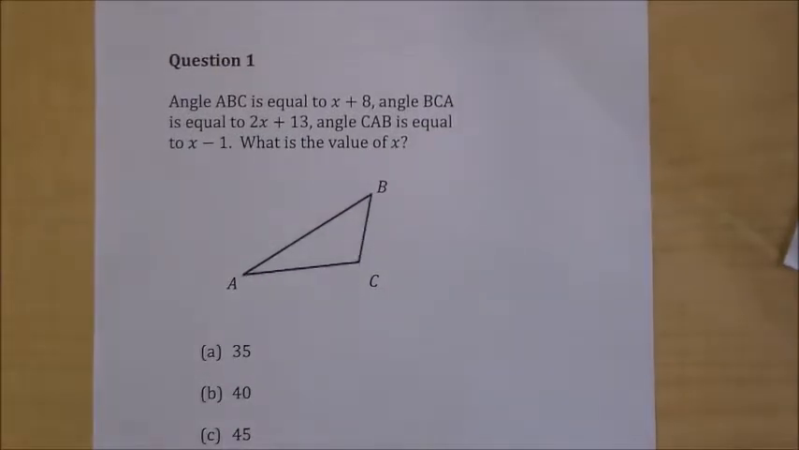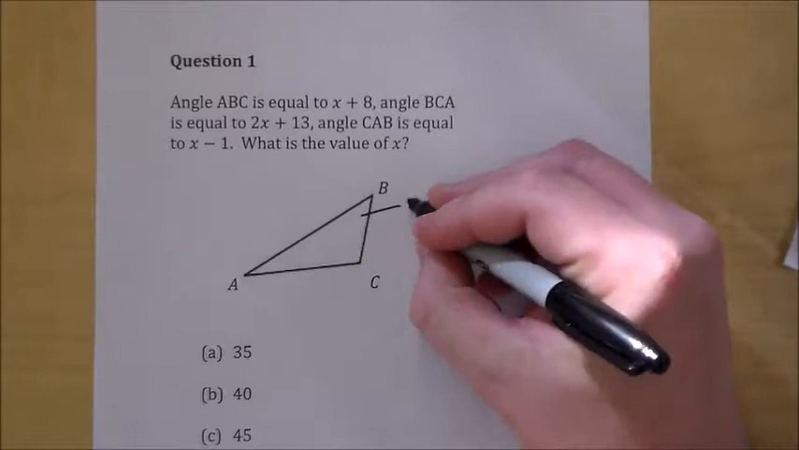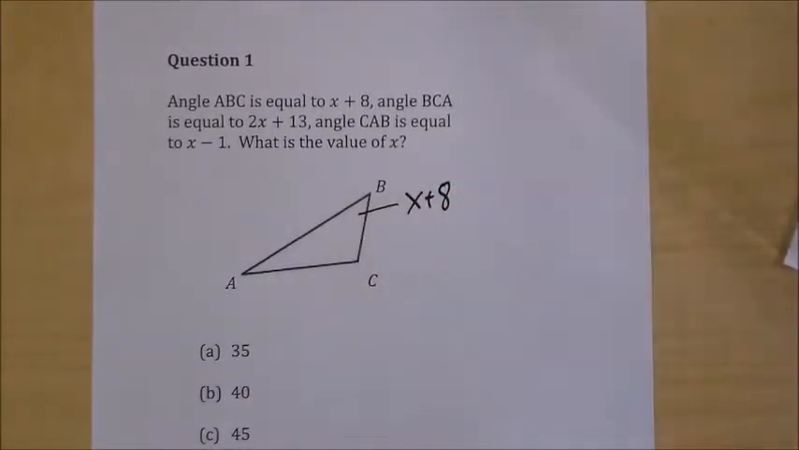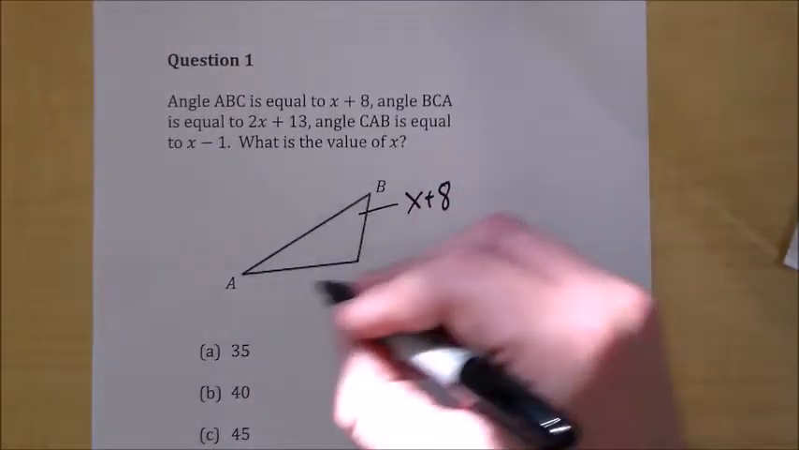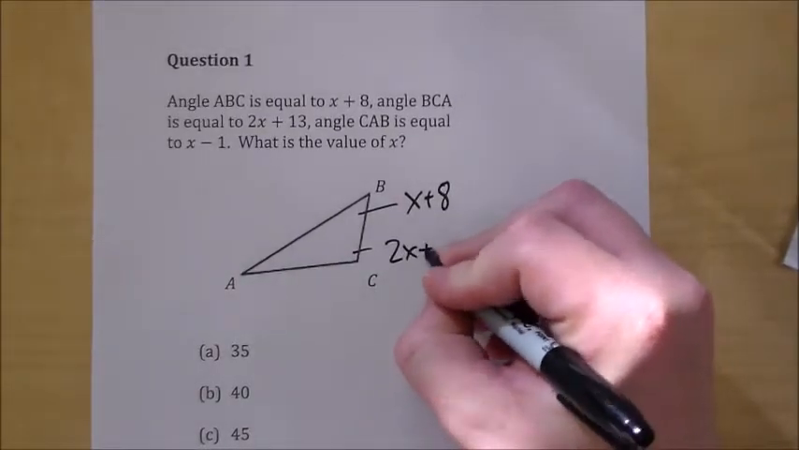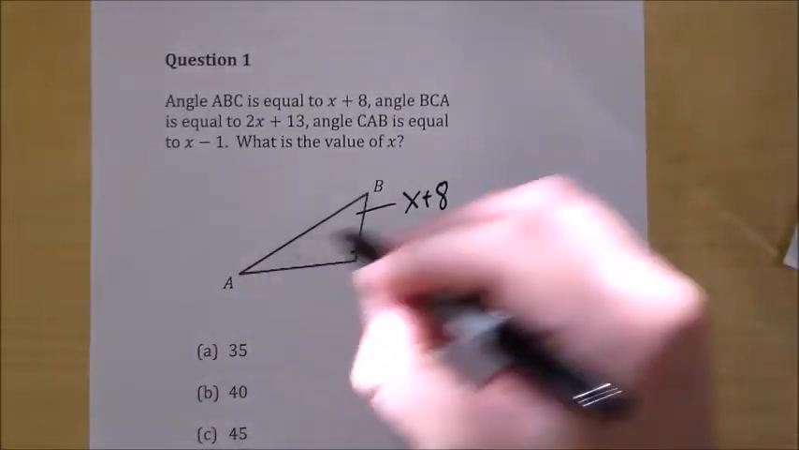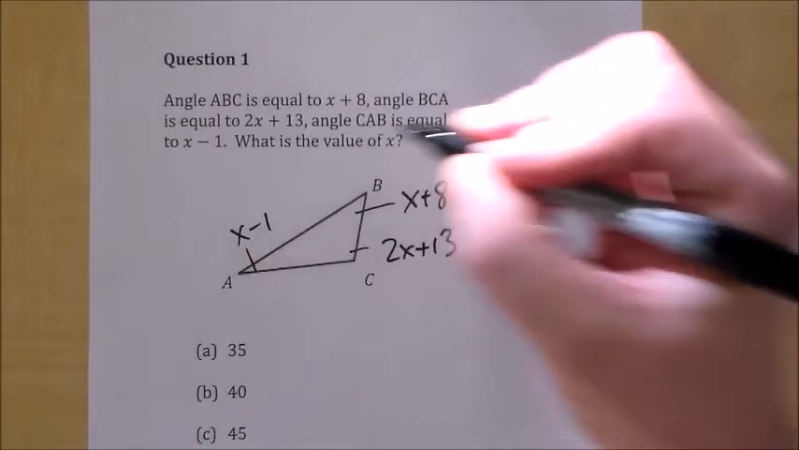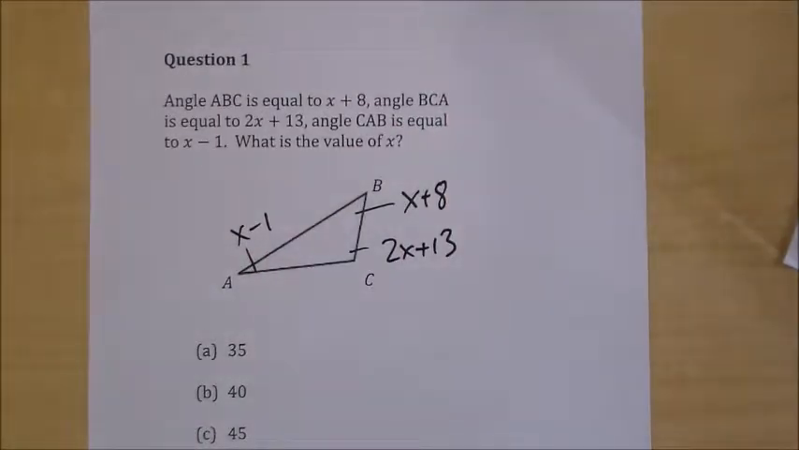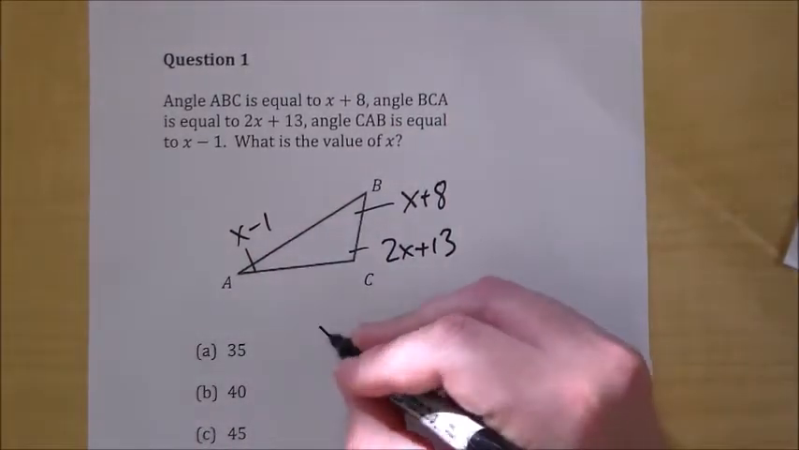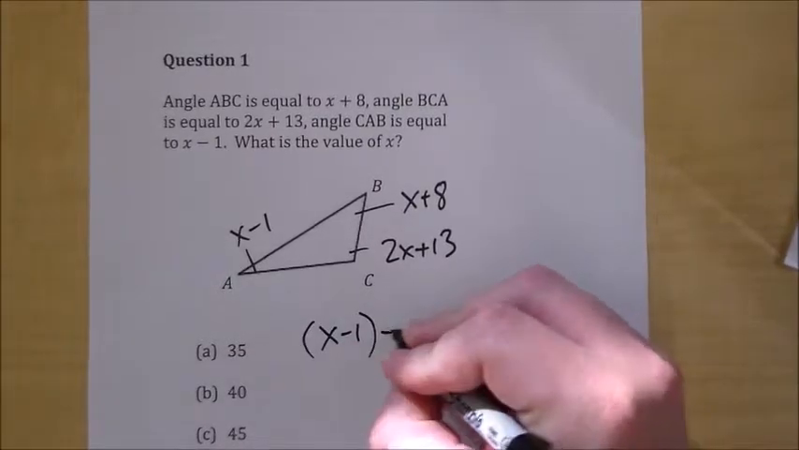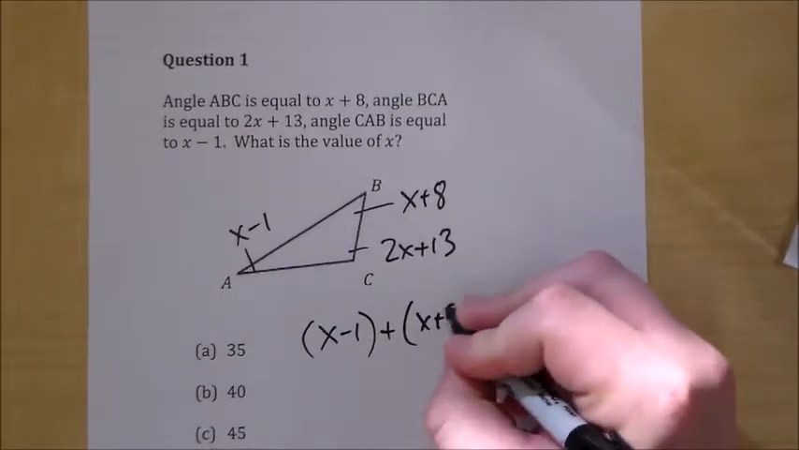Question 1. Angle ABC is equal to x plus 8. Angle BCA is equal to 2x plus 13. And angle CAB is equal to x minus 1. What is the value of x? And obviously they all have to add up to 180, because that's the way triangles work.